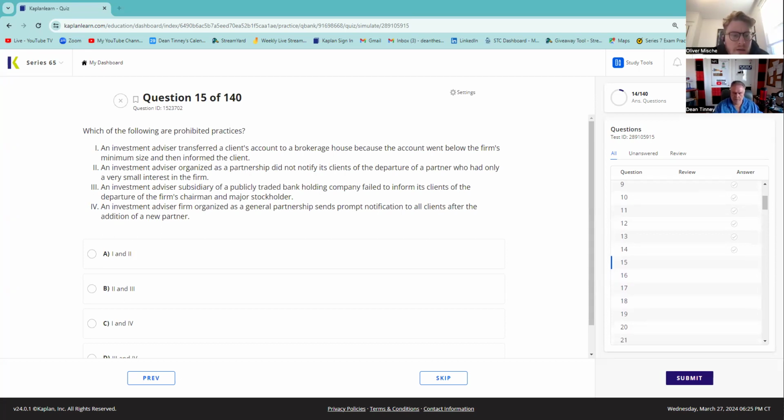Which of the following are prohibited practices?